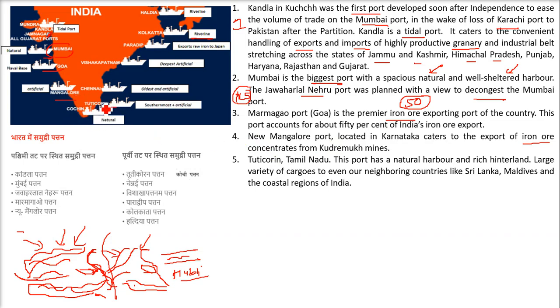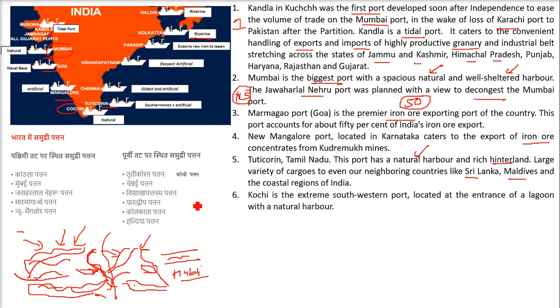We'll come to Cochin just now, but we have to talk about Tuticorin. This is in Tamil Nadu. It's a natural harbor. Please understand, Tuticorin, Tamil Nadu is a natural harbor. It's a rich hinterland, and a variety of cargoes goes from here to neighboring countries like Sri Lanka, Maldives, and coastal regions of India. Then coming to Kochi, it's on a lagoon. It's in the extreme southwest, a port located at the entrance of a lagoon. That is why it's a natural harbor. A lagoon is a very special part of land and sea.